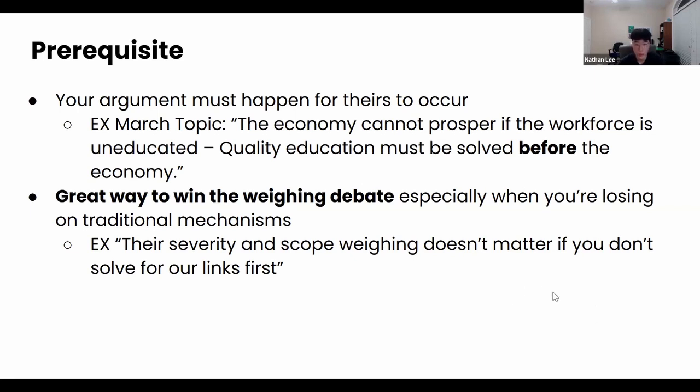And a great way to win the weighing debate, especially when you're losing on traditional mechanisms, is using prerequisite. For example, their severity and scope weighing, assuming you drop their weighing, doesn't matter if you don't solve for our links first, right? So let's say that you're a second speaker and your first speaker didn't do a great job interacting with their weighing in summary. It's okay, because the way you can salvage the round in final is by saying throw everything out the window, because if you don't solve for our arguments, none of theirs matter.